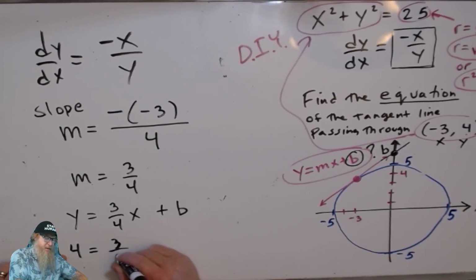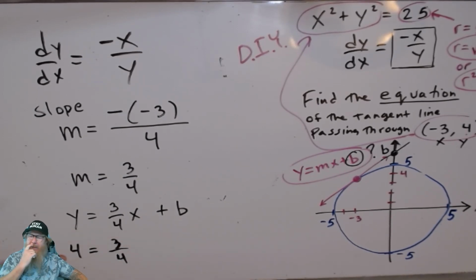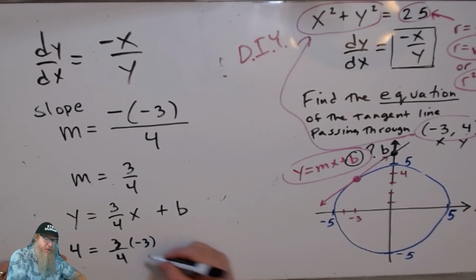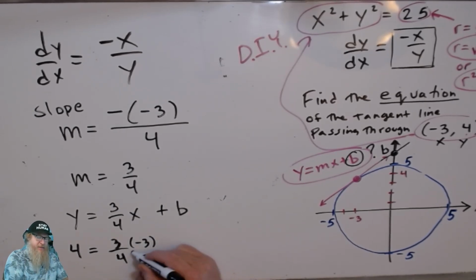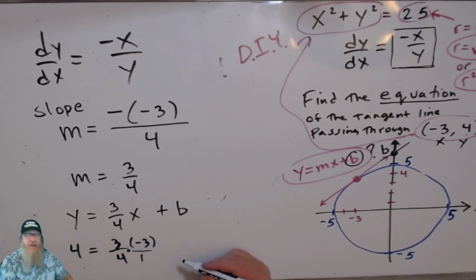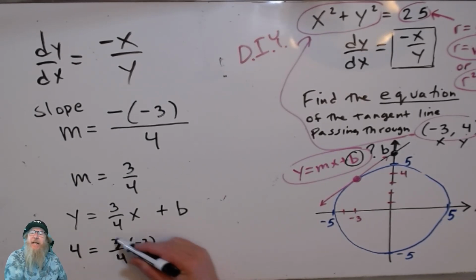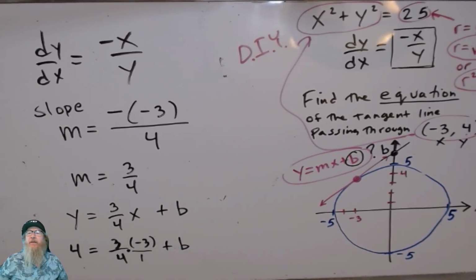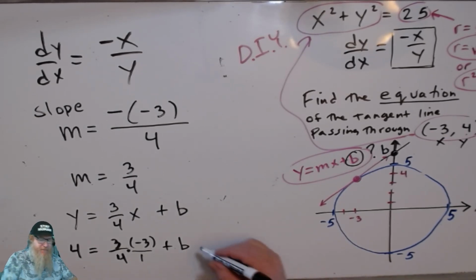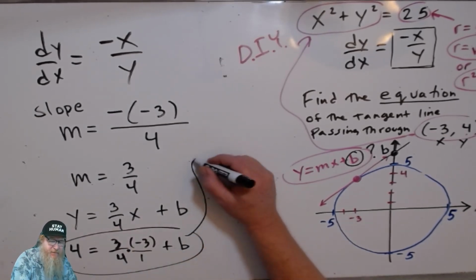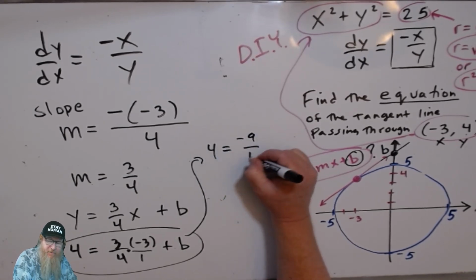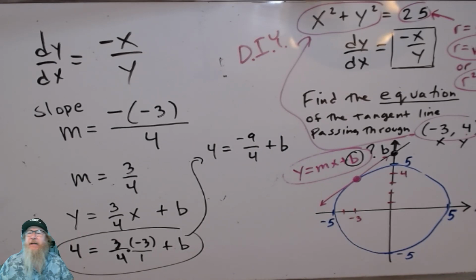I'm going to put in -3 for x. Now be careful. It goes in the numerator. I always tell you to be careful. I like to put a little 1 here just to keep that -3 from, so I've seen people cancel the -3s. That would be bad. So now I've got 4 equals -9/4 plus b.